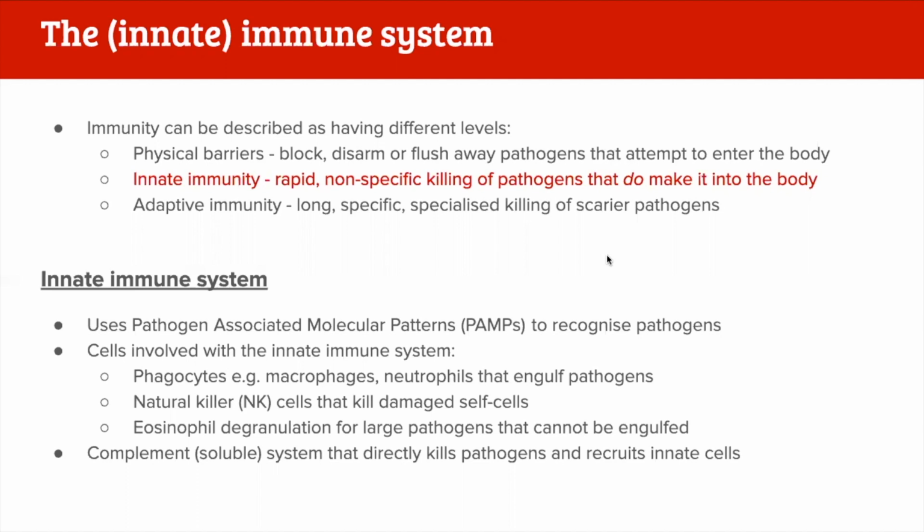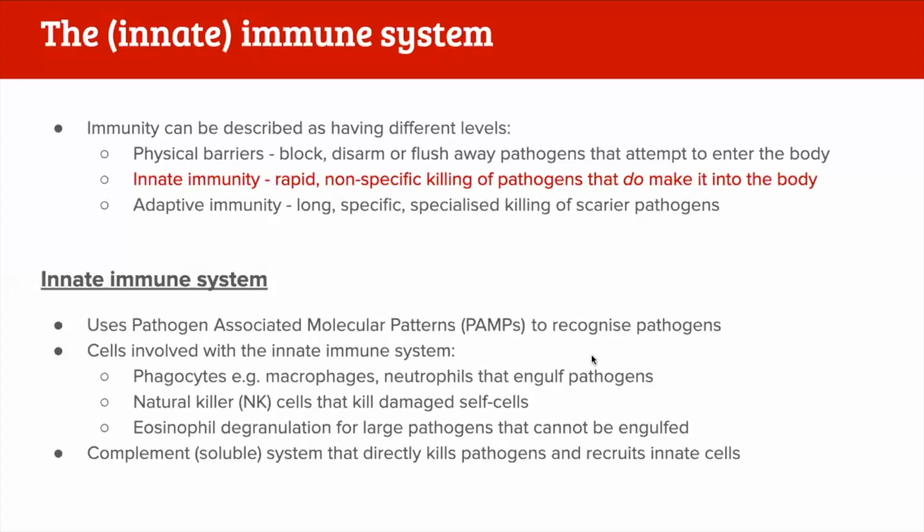So innate immunity, we'll talk about how it uses pathogen-associated molecular patterns, or PAMPs, to recognize pathogens. And specific cells are involved with the innate immune system, which include phagocytes, such as macrophages and neutrophils that engulf pathogens, natural killer cells, or NK cells, that kill damaged self cells, and eosinophil degranulation for large pathogens that cannot be engulfed.